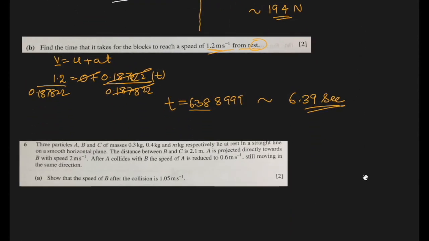Moving on to question number 6. The three particles A, B and C of masses 0.3, 0.4 kg respectively lie at rest in a straight line. So let's represent them by balls. They are going to collide later on. So this is A, this is B and this is C. The distance between B and C is 2.1 meters. Practically, this is the distance, but for simplicity's sake, I drew it like this.